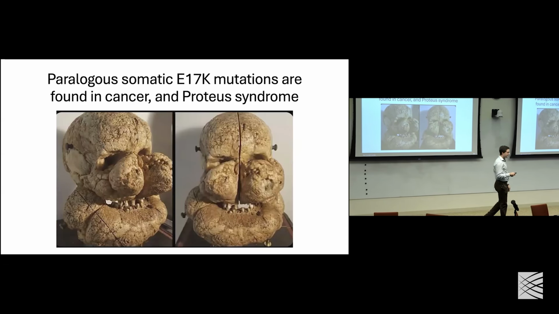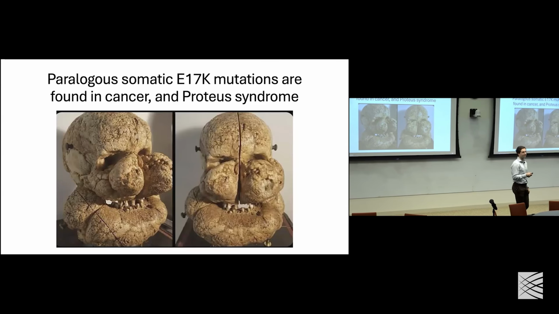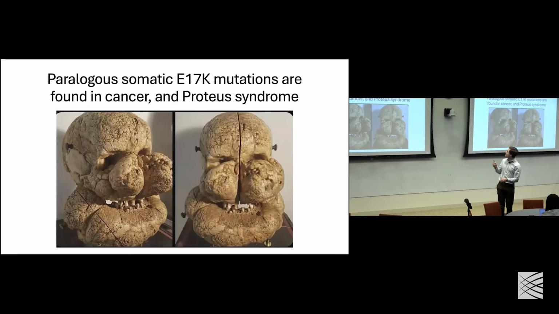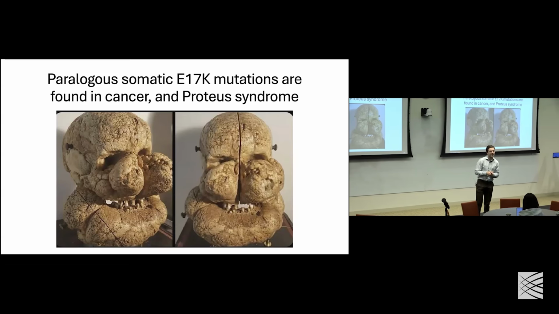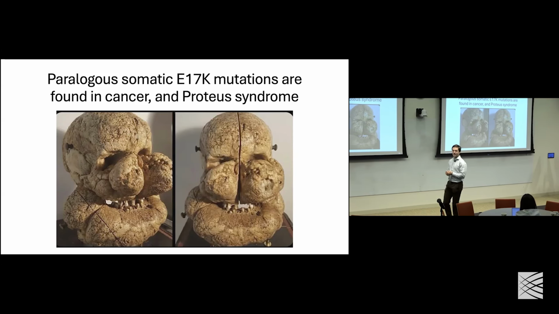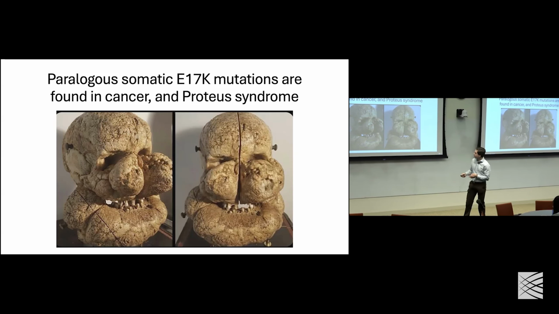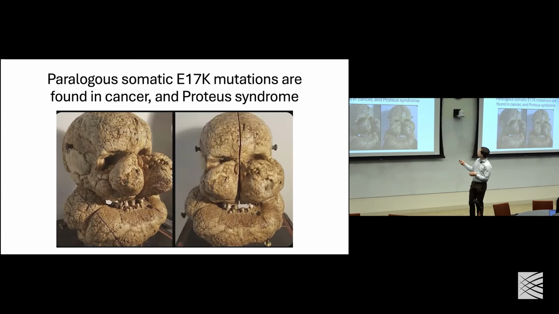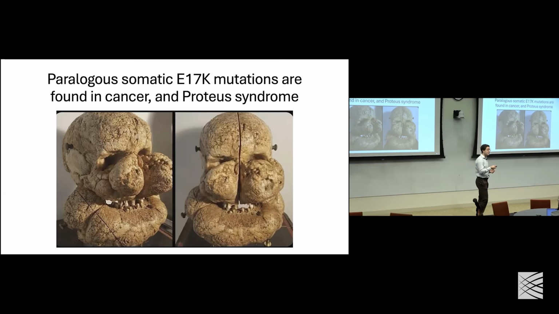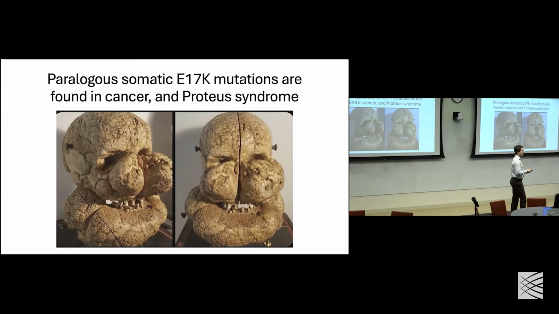And it's not just hemimegalencephaly that's like this. This is called Proteus syndrome. It's literally a 1 in a million disease. It's very difficult to diagnose because it's so rare, but it is also a disease caused by somatic mutation, E17K specifically, also in an AKT gene in the mTOR pathway.